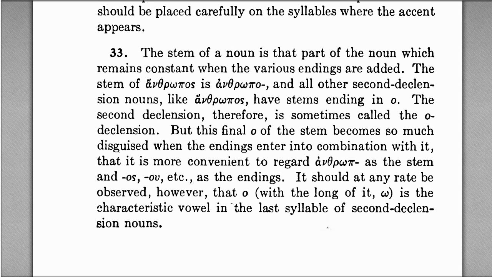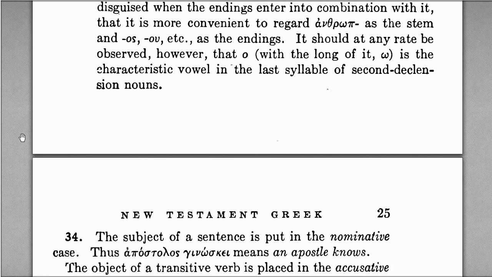But this final omicron of the stem becomes so much disguised when the endings enter into combination with it, it is more convenient to regard anthrop as the stem, and os, ou, o, on, e, or etc. as the endings. It should at any rate be observed, however, that omicron, with the long of it being omega, is the characteristic vowel in the last syllable of the second declension nouns.